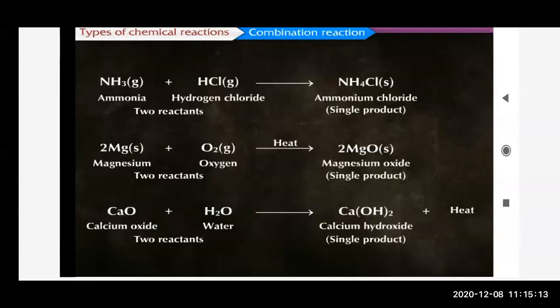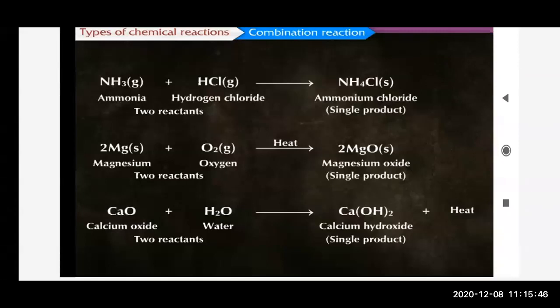So when the reaction takes place, what we'll see is that calcium hydroxide is formed when calcium oxide and water are combined together, and a large amount of heat is generated. It is shown with the chemical reaction: CaO, calcium oxide, plus water. The product formed is calcium hydroxide and heat is released. So the same reaction is an example of an exothermic reaction. Here also there are two reactants and a single product.